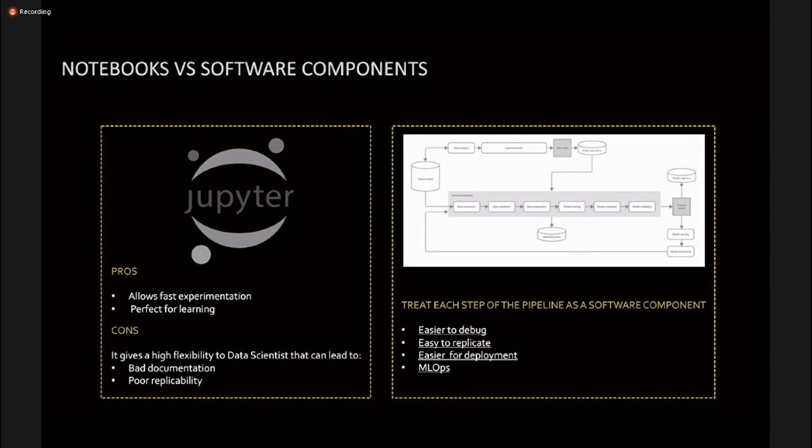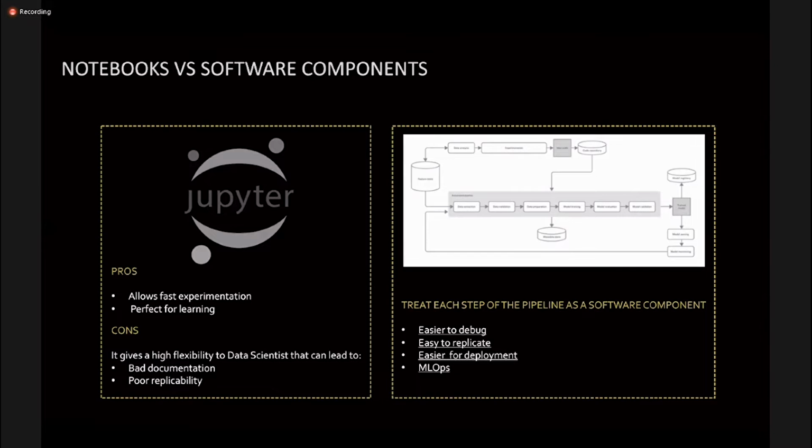Okay, so if we treat these steps as software components, then we are solving many problems on poor replicability and bad documentation, because the definition of a software component is that it needs to work no matter the machine you're using. So if I build a function to pre-process all my data as a software component, that function needs to work on other computers, basically.